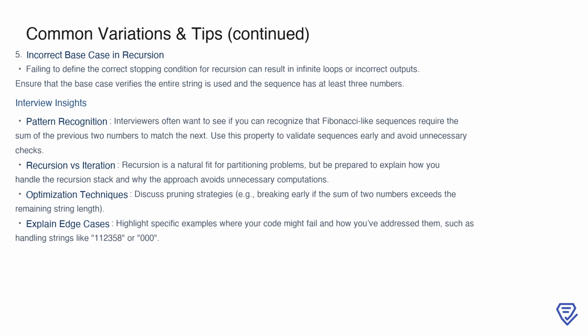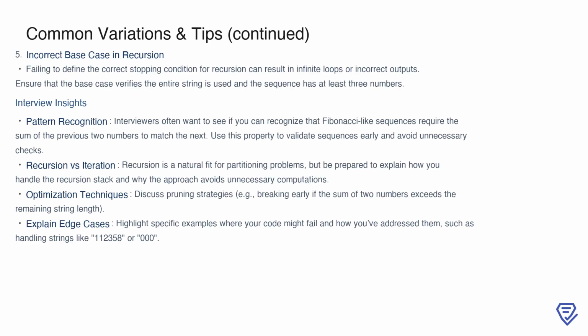Let's discuss some insights for interviews. Recognizing patterns is crucial, as interviewers often look for your ability to identify that a Fibonacci-like sequence relies on the sum of the previous 2 numbers to match the next. Leveraging this property early can help you validate sequences and prune unnecessary checks. Recursion is a natural choice for this problem since it aligns with partitioning, but you should be ready to explain how you manage the recursion stack and why your approach avoids redundant computations. Optimization techniques, such as breaking early when the sum of 2 numbers exceeds the length of the remaining string, will demonstrate your ability to write efficient code.